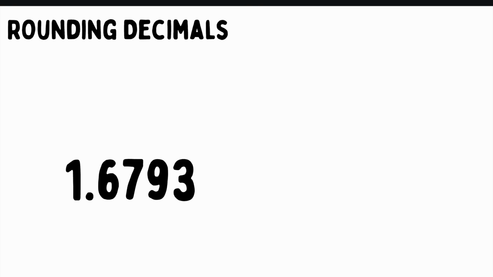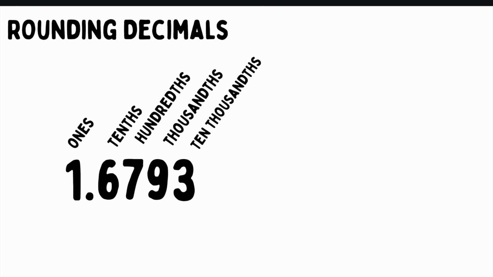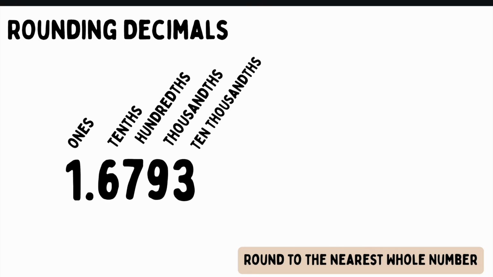We have 1.6793 or 1 and 6,793 ten thousandths, and we need to round to the nearest whole number. We need to look at the digit in the ones place. Now we have to look at the digit in the tenths place.